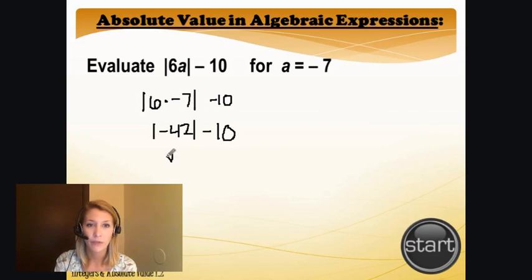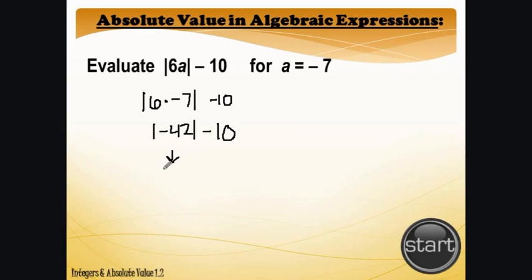Now we're left to figure out what is the absolute value of -42. Well, ask yourself, how many units is -42 away from 0 on the number line? Well, that's 42. And we're going to drop down the rest of our expression, -10. And 42 minus 10 is equal to 32. So we evaluated the expression using absolute value.